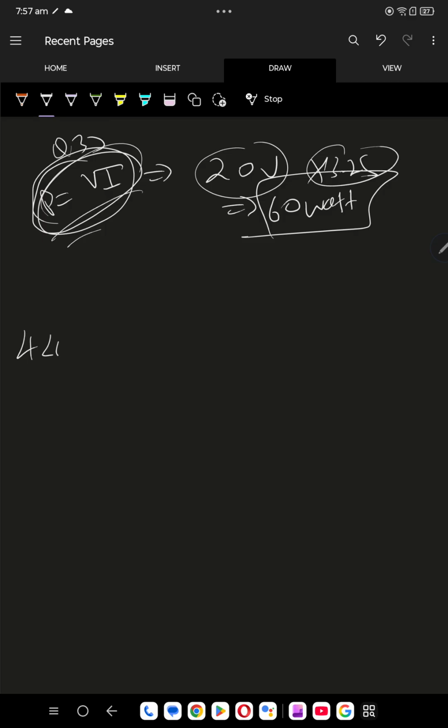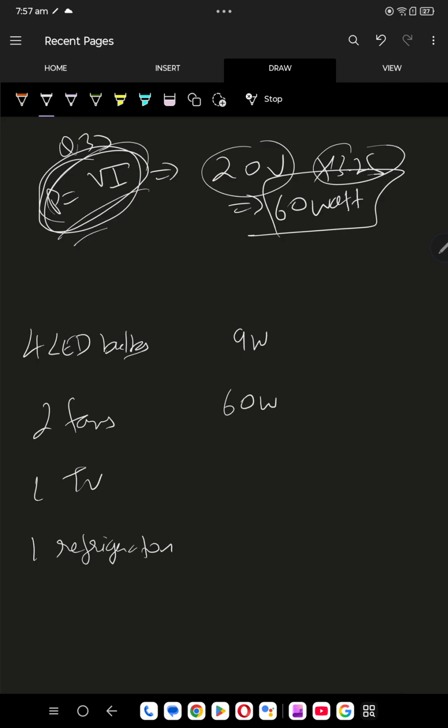Now I'll give you the data. You have 4 LED bulbs, 2 fans, 1 TV and 1 refrigerator. Power rating in watt: 9 watt each. All of this I'm telling for one LED bulb, one fan, one TV, one refrigerator, for each. 60 watt, 100 watt, 200 watt. This is the power rating, this is the number of appliances, and this is hours, time. 10 hours, 16 hours, 5 hours, 10 hours.